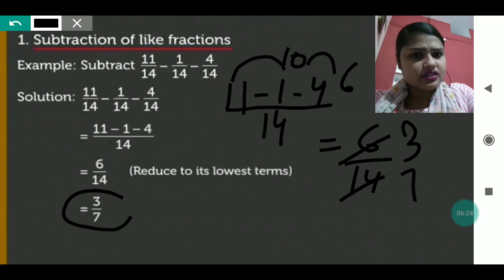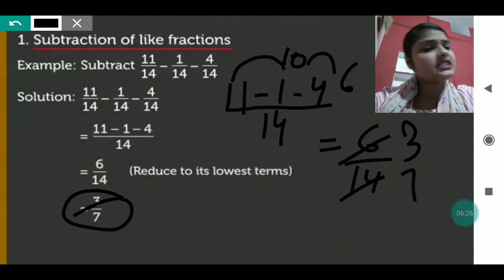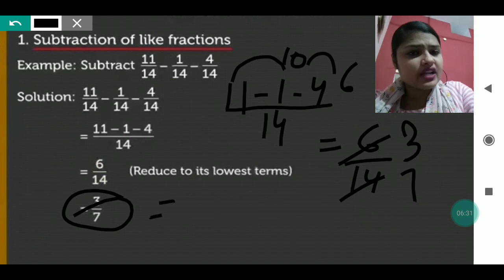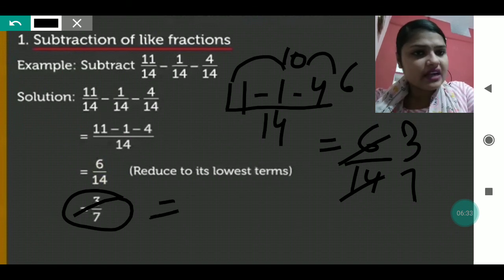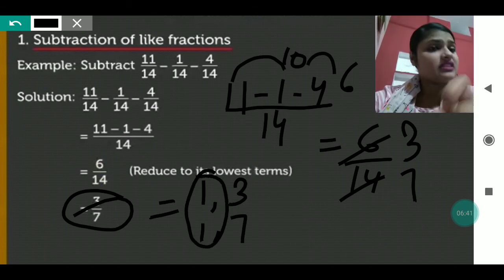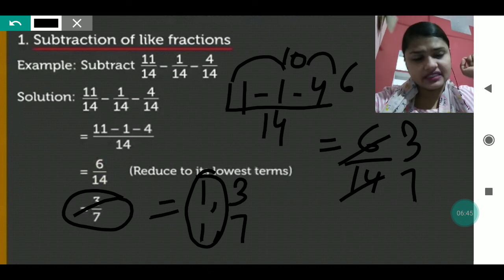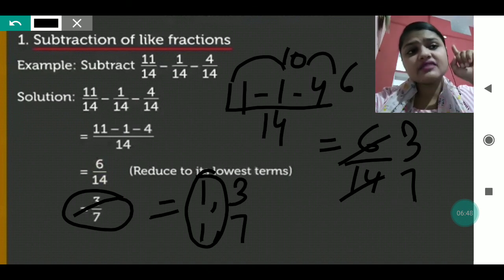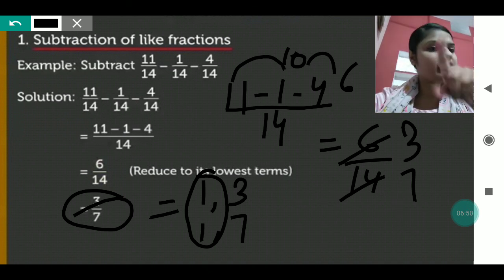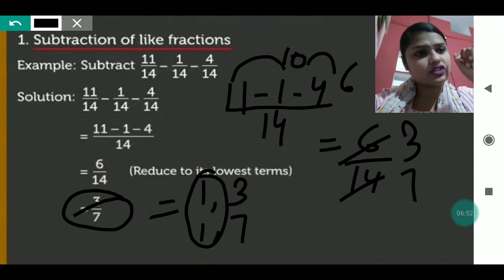Now 3 by 7 is in lowest term. Why is it in its lowest term? Because only one common factor is there, that is 1. Okay, 1 and 3, and 1 and 7. So what is the highest common factor in this? The highest common factor in this is 1, because only one common factor we are getting in these two, that is 1.